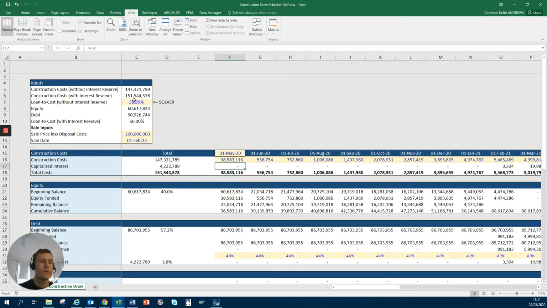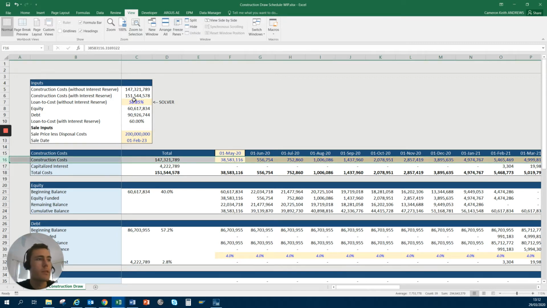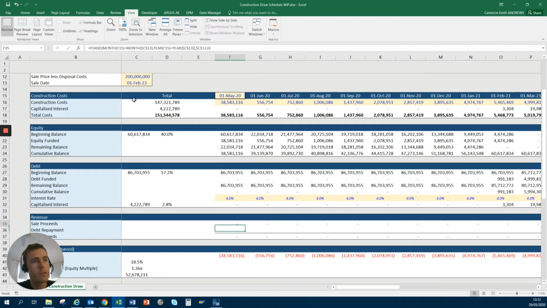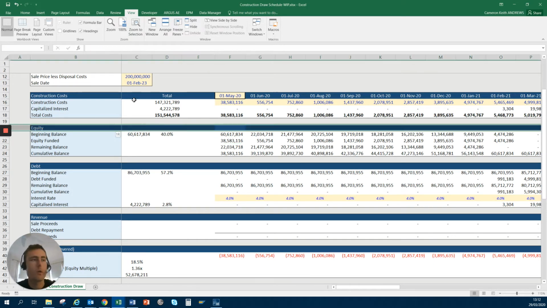What we're going to be working towards is a 60% loan to cost with the interest reserve, or with the capitalized interest. So again, you've got your typical construction costs, and you move down to the equity section. And by the way, this model accounts for having just one tranche of debt. It'll get a little bit more complicated if you want to add in, say, mezzanine layers of debt. For the moment, though, this model allows you to work with having your equity tranche and then your senior debt tranche.